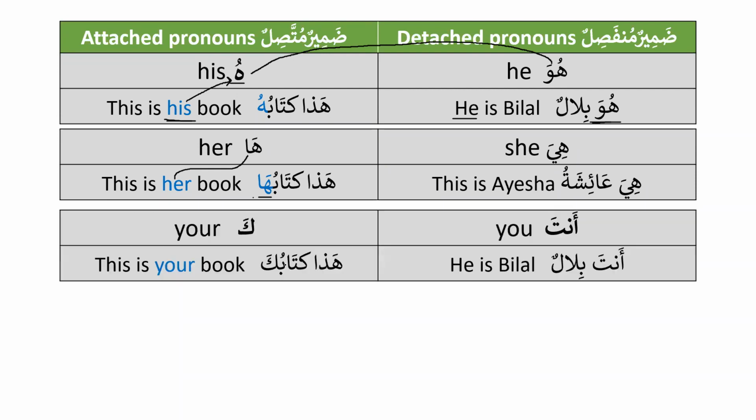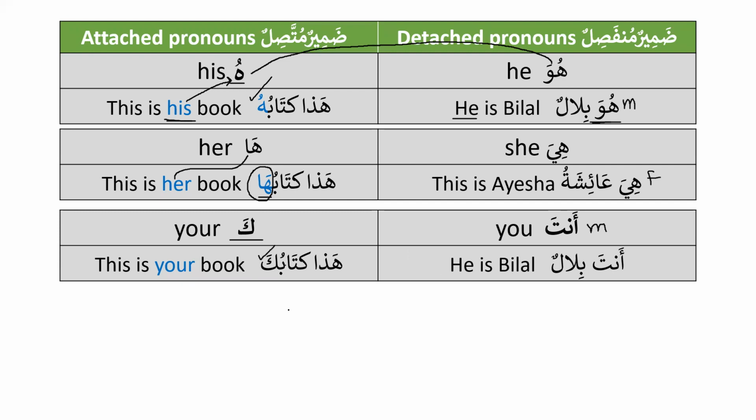Then we will learn two more. Anta means you, we have learned. For example, we say anta Bilalun. And when we want to say this is your book, we will say hadha kitabuka. So for anta, we use ka. And please remember that we are talking about masculine here, and also masculine here. Only here we are talking about feminine. So only one pronoun that we are learning is for feminine, which is ha, and hu and ka are used for masculine.